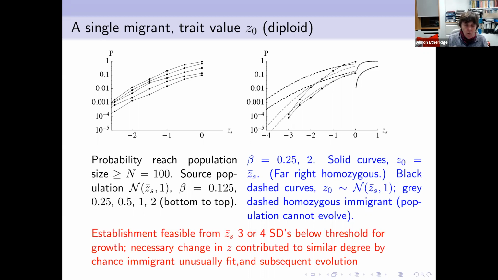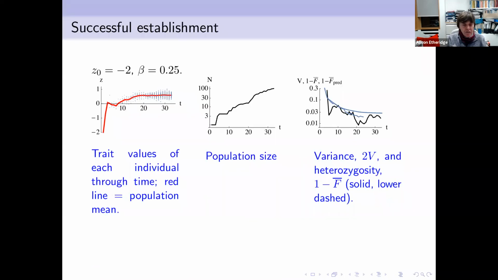And so what's surprising is that establishment of this immigrant is feasible, even if my source population is 3 or 4 standard deviations below the threshold for growth. But the change in Z is contributed to similar degree by the fitness of the immigrant when it arrives and that subsequent adaptation. So that's the first observation.